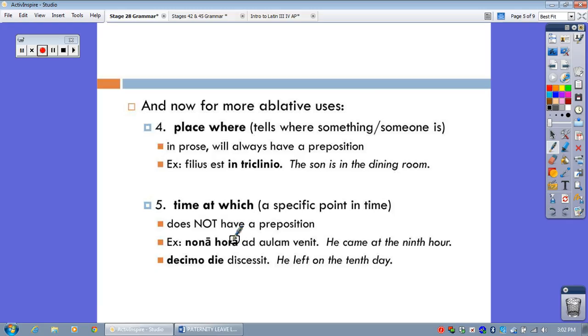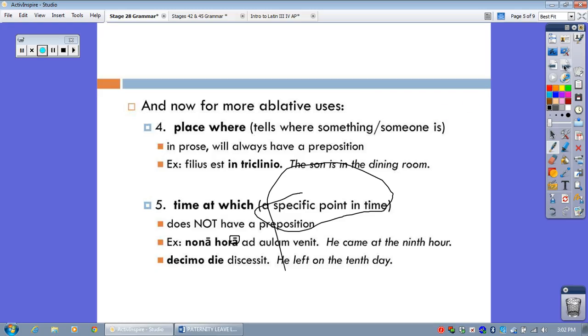First declension, ad aulam venit. He came to the palace. I left that out of the translation. He came to the palace at the 9th hour. Gives you a very specific point in time. Decimo die discessit. He left on the 10th day. Once again, a very specific point in time.